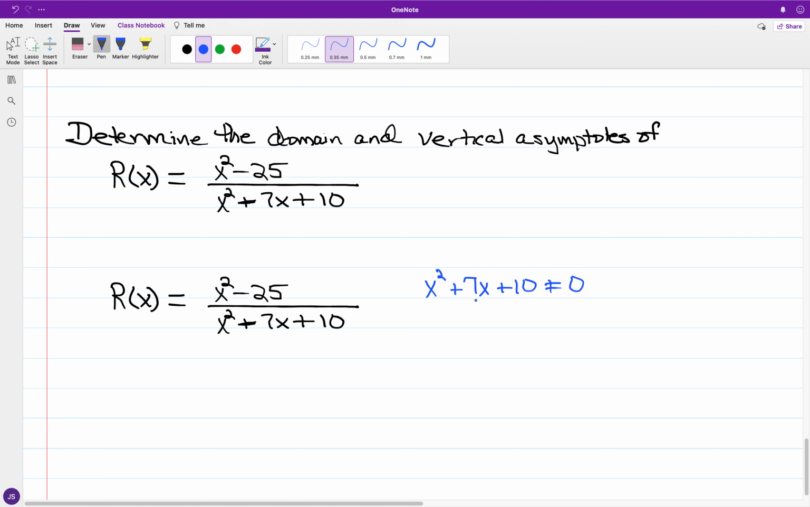If x squared plus 7x plus 10 cannot be 0, then neither can its factors. So you have the factors x plus 5 as well as x plus 2. If these factors cannot be 0, we have two exclusions from the domain. So if x plus 5 cannot be 0, x cannot be negative 5. And if x plus 2 cannot be 0, x cannot be negative 2.